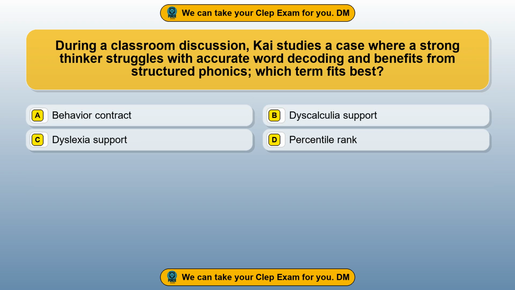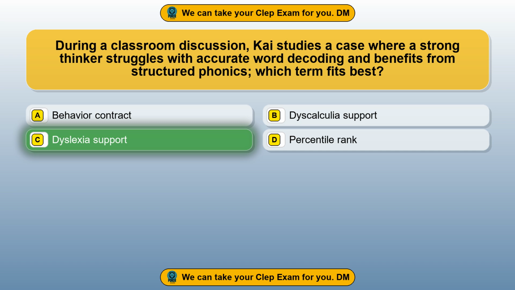Question 66. During a classroom discussion, Kai studies a case where a strong thinker struggles with accurate word decoding and benefits from structured phonics. Which term fits best? Option A, behavior contract. Option B, dyscalculia support. Option C, dyslexia support. Option D, percentile rank. The correct answer is option C, dyslexia support.